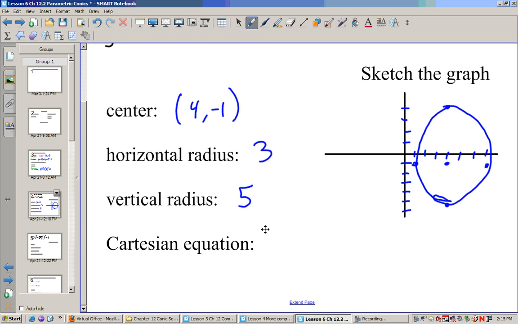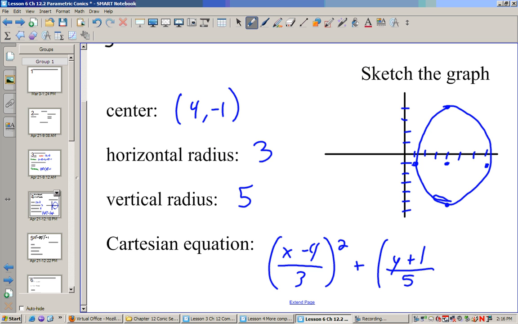Now if I want to make the Cartesian equation, x minus 4, because it moves to the right of 4, the horizontal radius will be underneath, which is 3, squared plus y plus 1, move it down 1, over 5 squared is equal to 1.